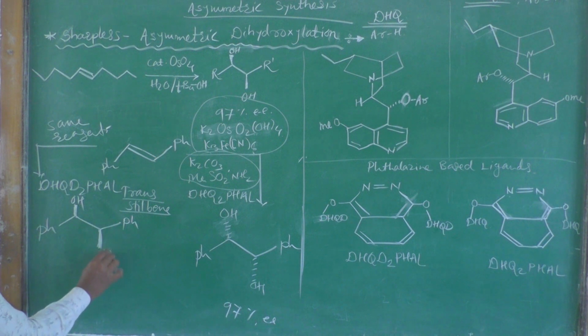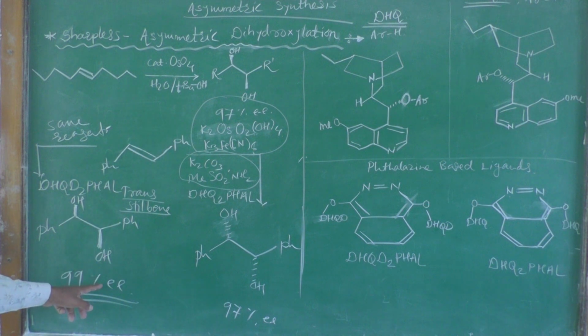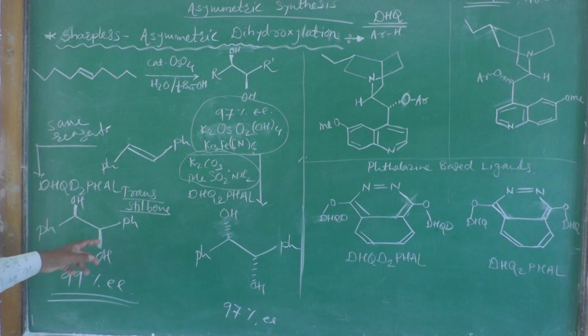Both hydroxyl groups are beta to each other. Both of the hydroxyl groups are coming from the top face of the carbon-carbon double bond, and we are getting 99% enantiomeric excess. So the stereochemistry is written, and the incoming hydroxyl groups are coming from the same face of the carbon-carbon double bond. Here they are coming from the top face, so we are getting beta hydroxyl.